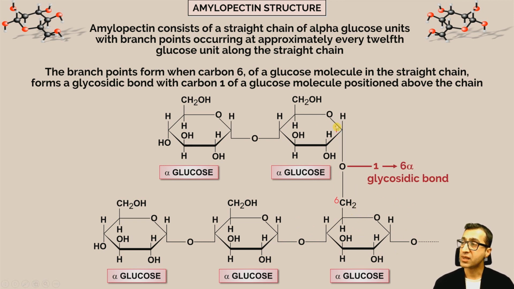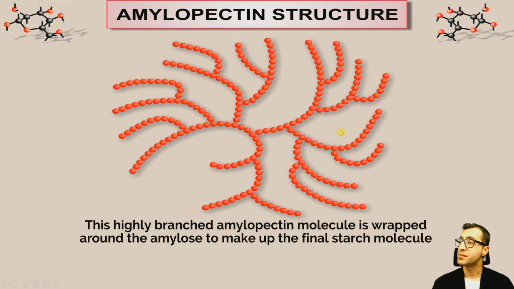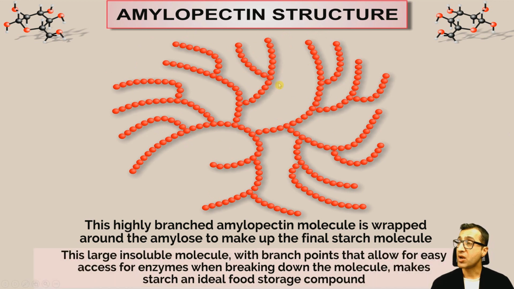And so for this reason, this glycosidic bond would be referred to as a 1,6 alpha glycosidic bond. And so amylopectin consists of a branched structure. It's highly branched, and this branched molecule wraps itself around the amylose to form the final starch molecule. Now, this large insoluble polymer is an ideal way of storing lots of these individual glucose monomers for the purposes of long-term energy storage.